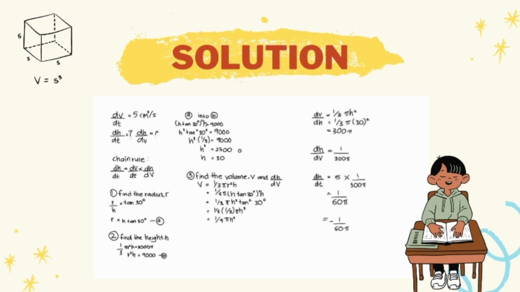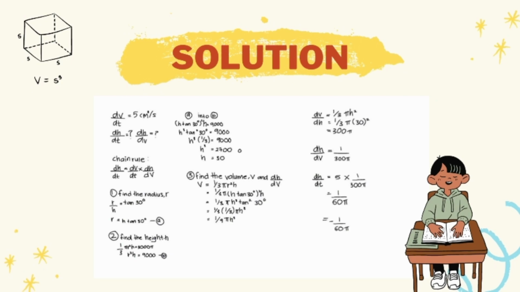For the first step, we need to find the radius. So, to find the radius, we must use the rule of similar triangles, which is known as SOH CAH TOA. So, it will be r per h equals tangent 30. So, it will be r equals h tangent 30. Make it as equation A.